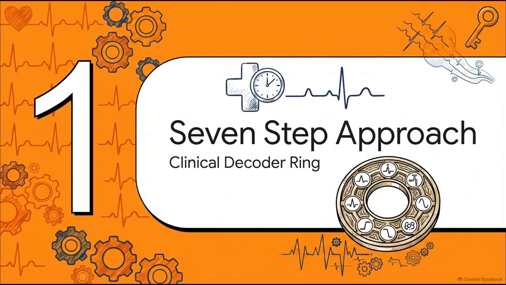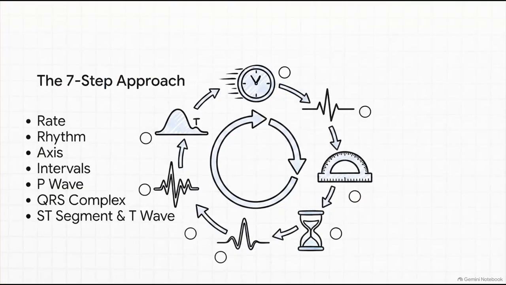All right, starting us off with Section 1, the 7-step approach. Think of this as your clinical decoder ring. You know, in a fast-paced, high-stress clinical environment, looking at an ECG can feel super overwhelming. If your eyes are just darting around the paper hoping to spot something obvious, you're definitely going to miss the subtle clues. We really need a rigid framework.